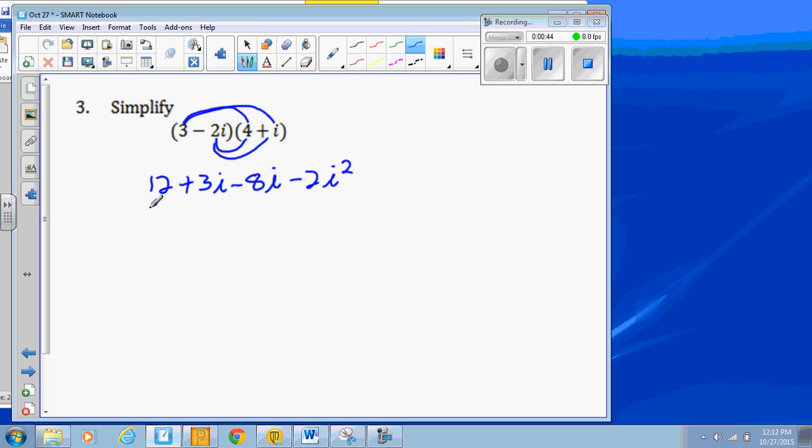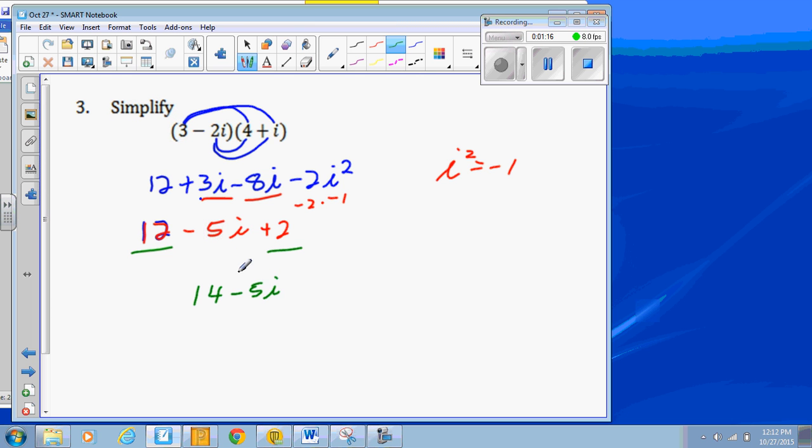So now I'm going to combine things. That's 12, and these two are going to combine together to be minus 5i. Now this is where i squared is the same thing as negative 1. So this basically is negative 2 times negative 1, which is plus 2. So I put plus 2. And now I go back and look at the situation that I have, and I've made it a very simple problem. Here are my like terms, 14, and then minus 5i. And that will be the final answer to that one.